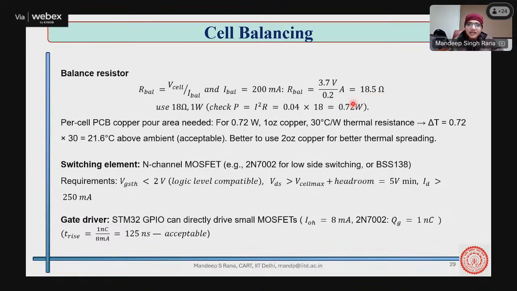Suppose I take an 18 ohm case and put this current flow through it. What I realize is that it is actually dissipating something like 0.72 watt, which means I need to use an 18 ohm resistor, but it should have the capability to burn 1 watt of power, something like that. And if I take this much power loss through 1 ounce of copper, which is the usual thickness of the copper track we take when designing a PCB, what we realize is that it has a little bit of temperature rise, and it is fine, it is workable, an acceptable zone also.